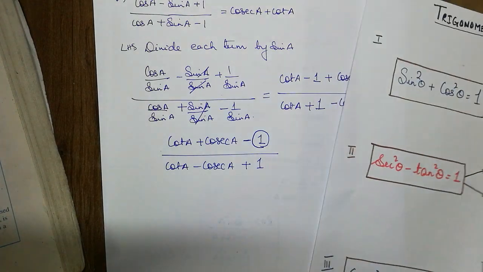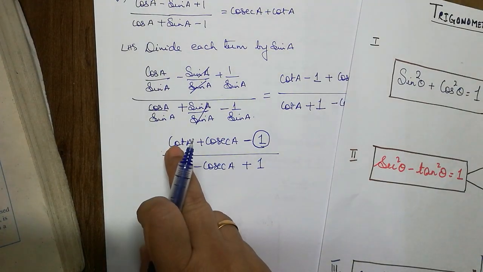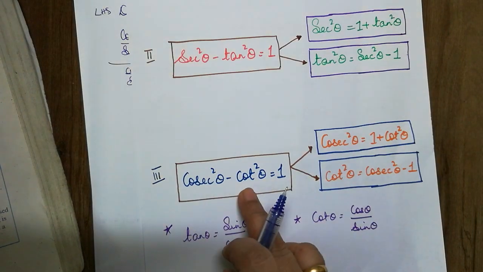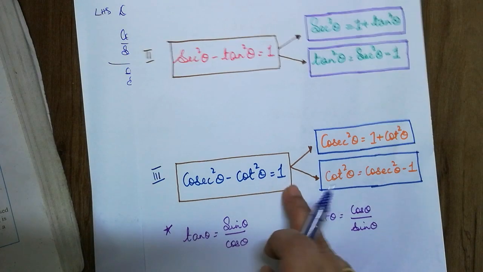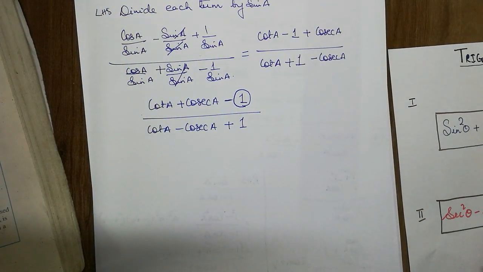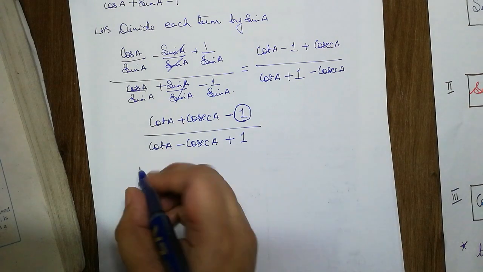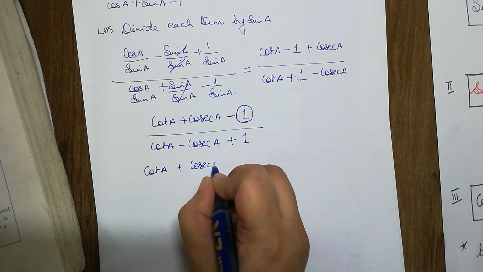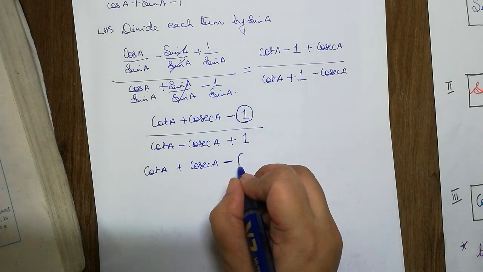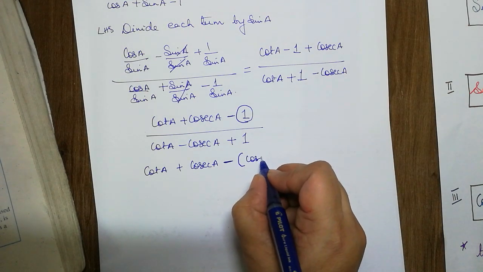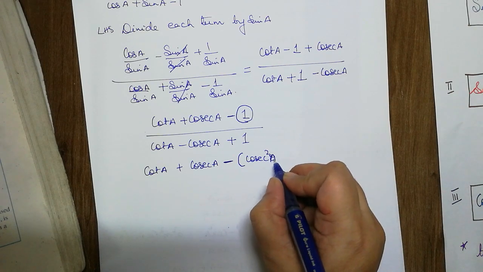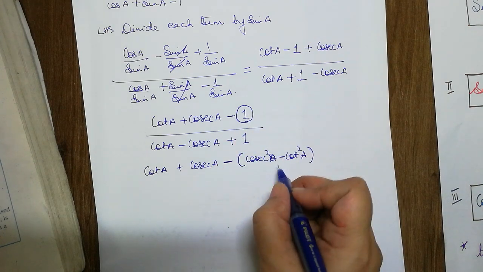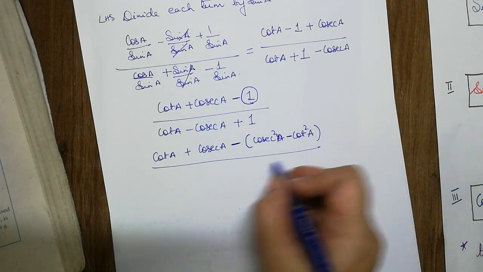in the numerator we will apply the identity which connects cot and cosec. Look, what is the identity? Cosec square theta minus cot square theta equal to 1. So in place of 1 we will substitute, look, cot A plus cosec A minus, don't forget to put bracket, cosec square A minus cot square A. In place of 1 we have substituted the identity.